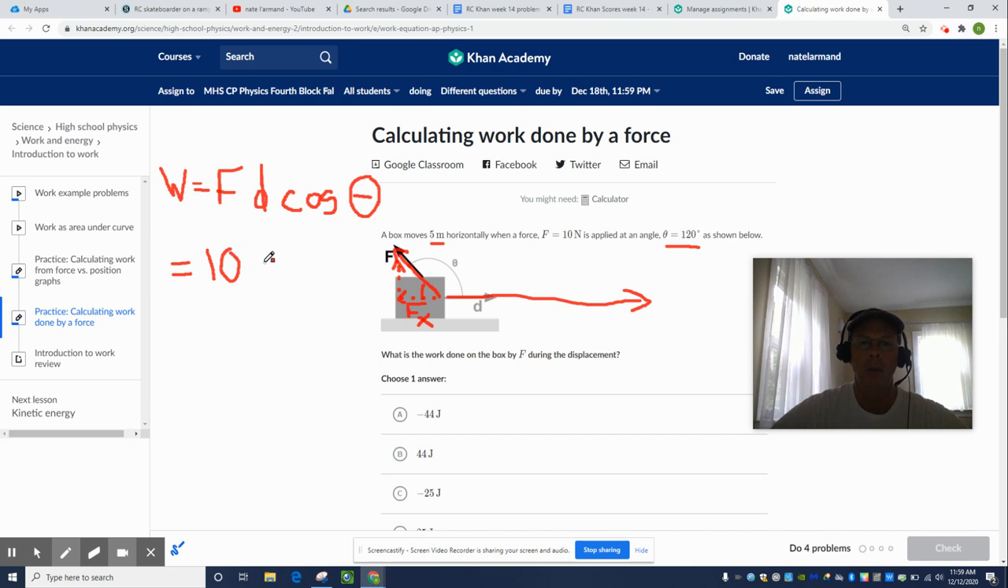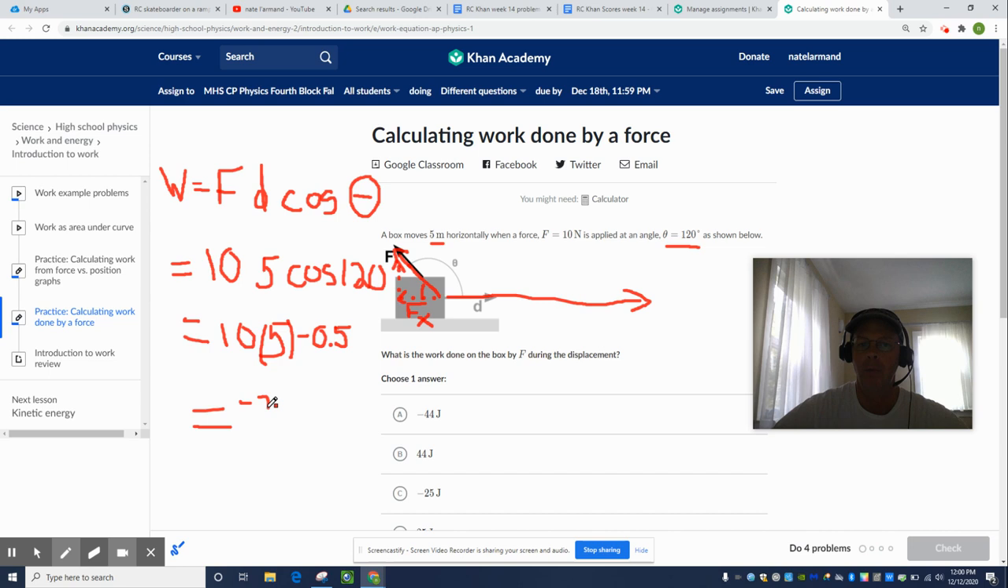10 newtons multiplied by 5 meters multiplied by the cosine of 120 degrees is, pardon my sloppiness, cosine of 120 degrees is negative 0.5. That is, what portion of this 10 newtons is backwards, that is in the negative x direction? Well, half of it. So half of 10 is 5, obviously, and then you simply multiply it by the 5 meters of displacement, and you will get negative 25 joules.